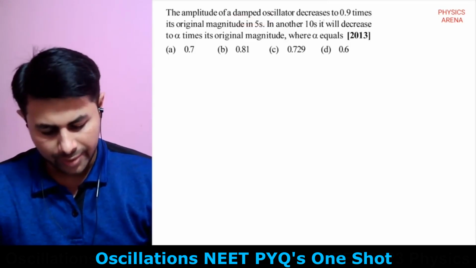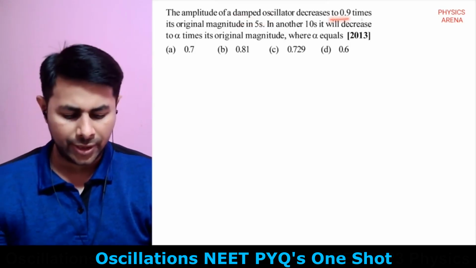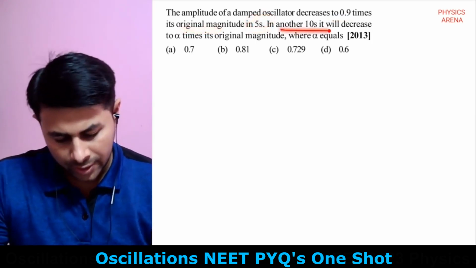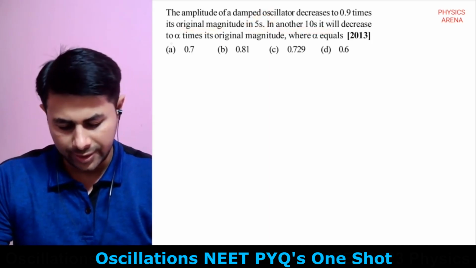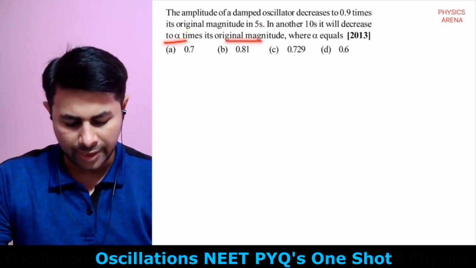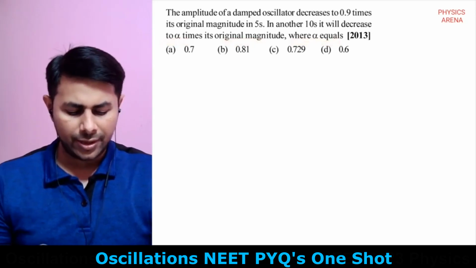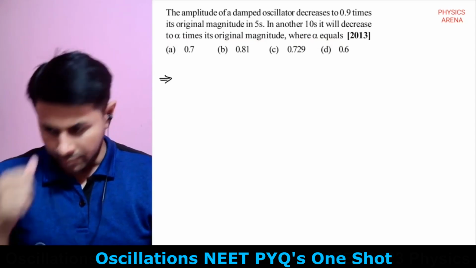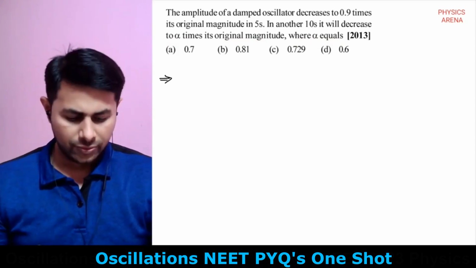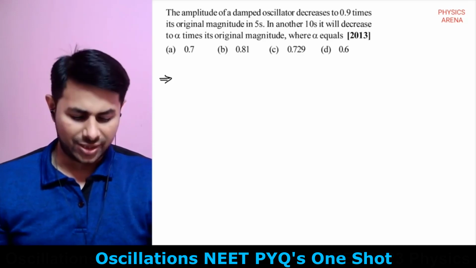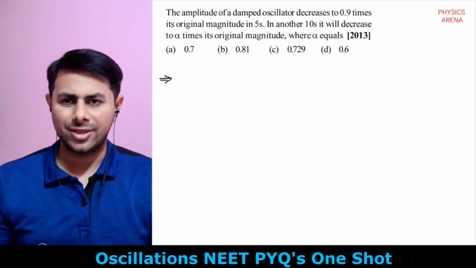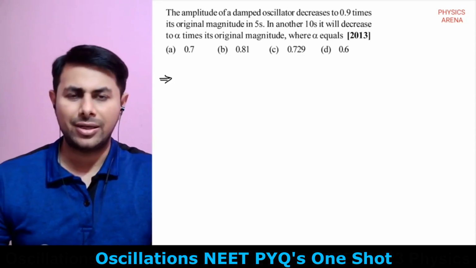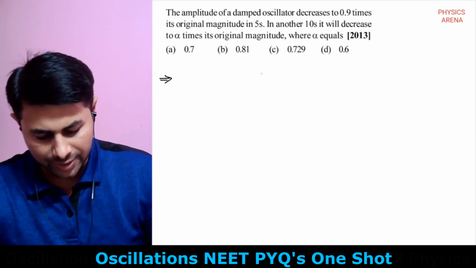The amplitude of a damped oscillator decreases to 0.9 times its original magnitude in 5 seconds. In another 10 seconds, it will decrease to alpha times its original magnitude, where alpha equals. Okay, so see, again, we'll just think about it. We can solve this question by a little bit of thought only. No need to solve it actually using numerical calculations.